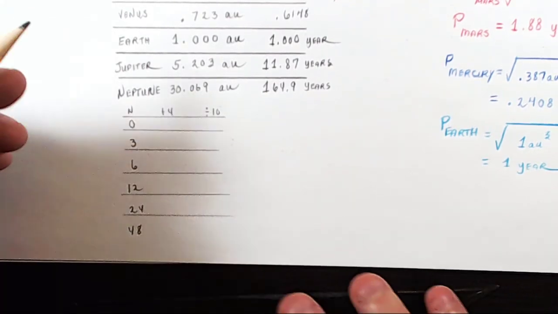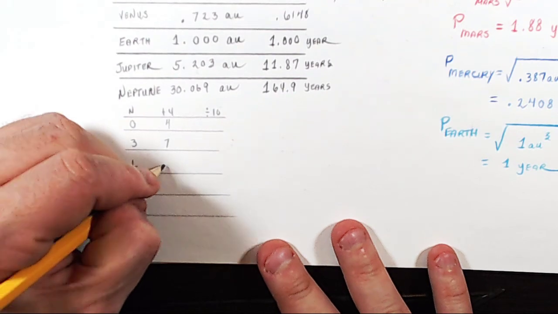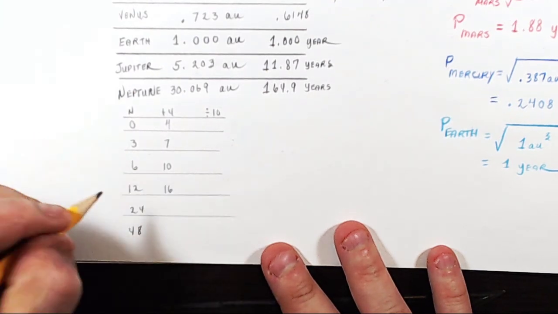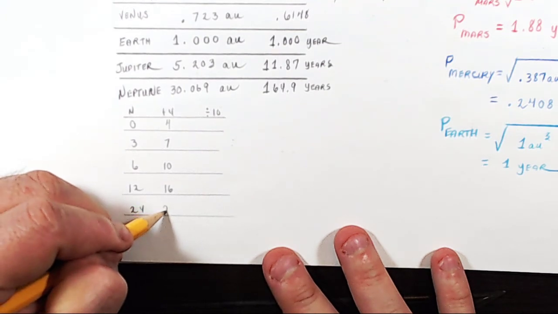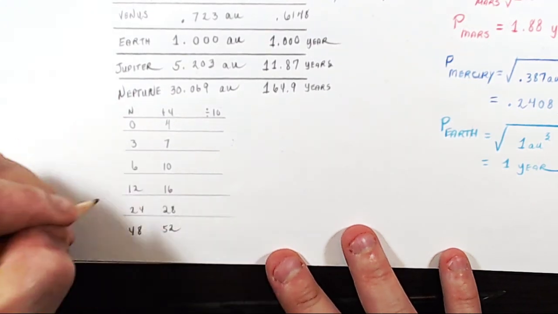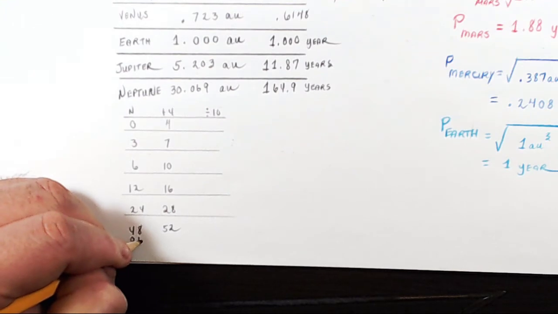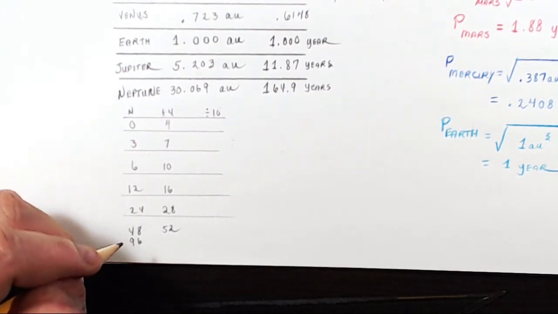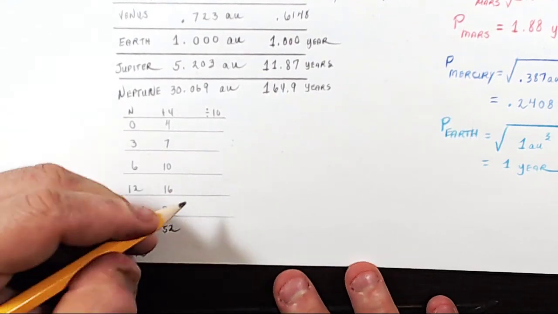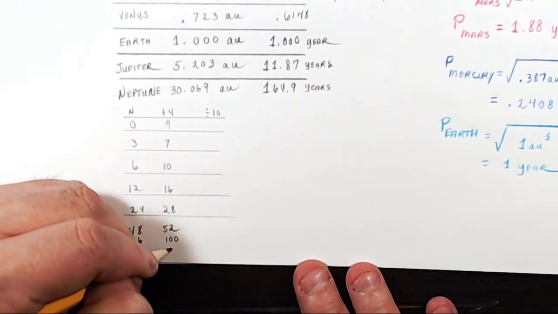So first, we'll do 4. So this is 4, and this is 7, and this is 10, and this is 16, and this is 28, and this is 52, and we'll just go maybe another 2. 96, and then 96 times 2 is 192. So 96 plus 4 is 100, and then 196.